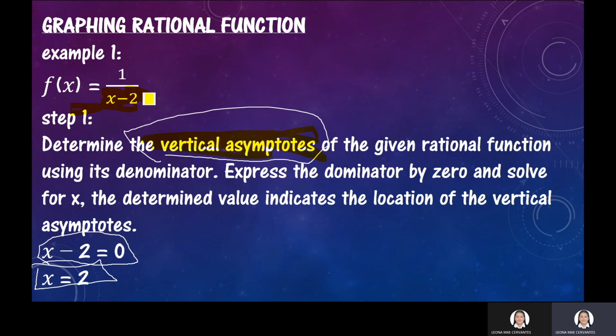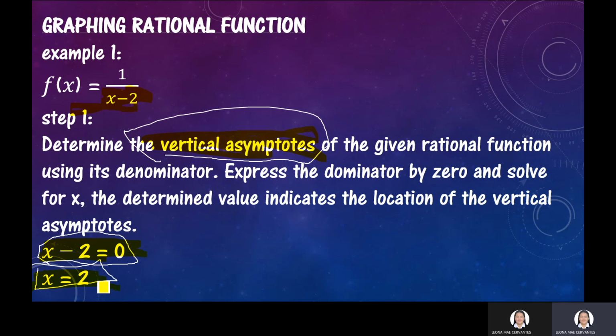Kukunin lang natin yung denominator. Then, i-equate sa 0. Kunin ang denominator. Since ang denominator natin ay x minus 2, equate lang natin sa 0 yung x minus 2. Kaya naging x minus 2 equals 0. Then, nakuha na natin yung x, which is positive 2. So, vertical asymptote natin for example number 1 is x equals positive 2.